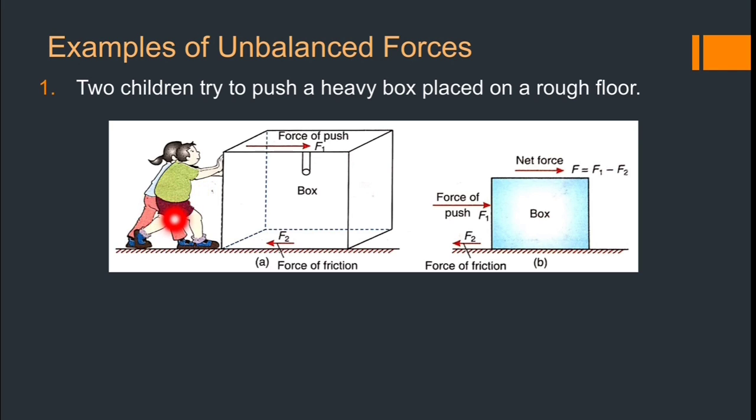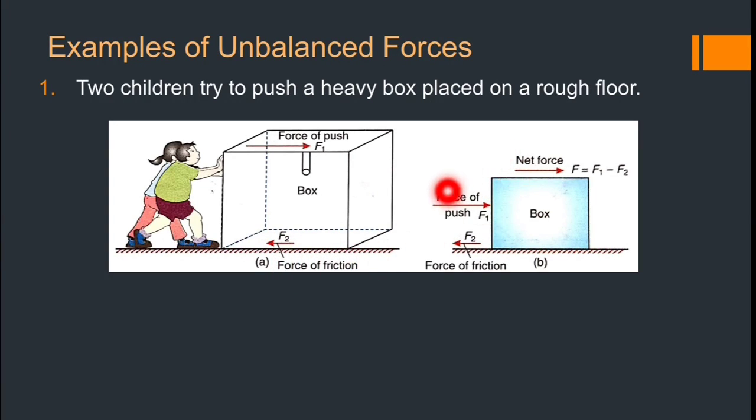So these two children try to push this heavy box which is placed on a rough floor. From this figure it is clear that this is the force of push which is acting in the right direction. Also, you know that whenever there is a relative motion between two surfaces, there arises a force which is known as force of friction. As these two children are trying to push this heavy box over a rough surface of floor, there arises a force of friction between the box and the floor.